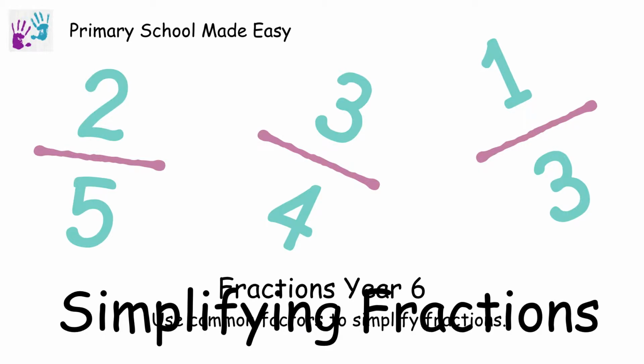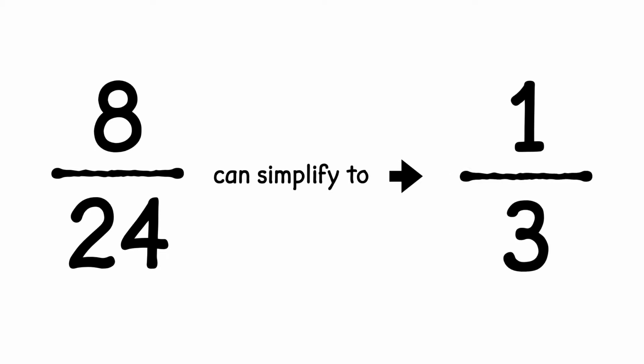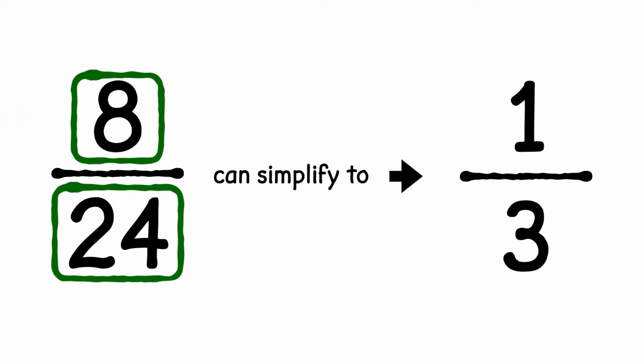Simplifying fractions. 8/24 looks difficult to deal with, but we can make it easier by simplifying it to 1/3. When we simplify a fraction, we make an equivalent fraction with smaller numbers for the numerator and denominator, and smaller numbers mean easier sums. To simplify, we find the highest common factor of the numerator and denominator of the fraction.